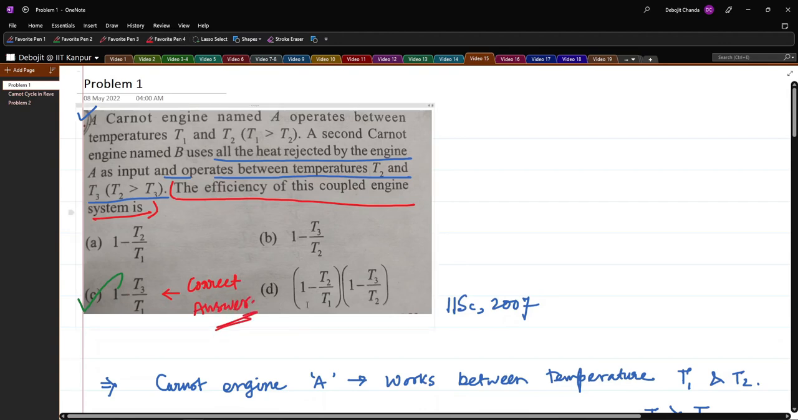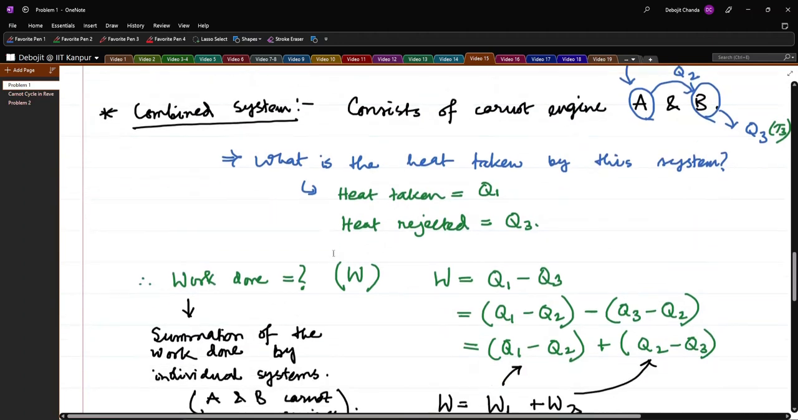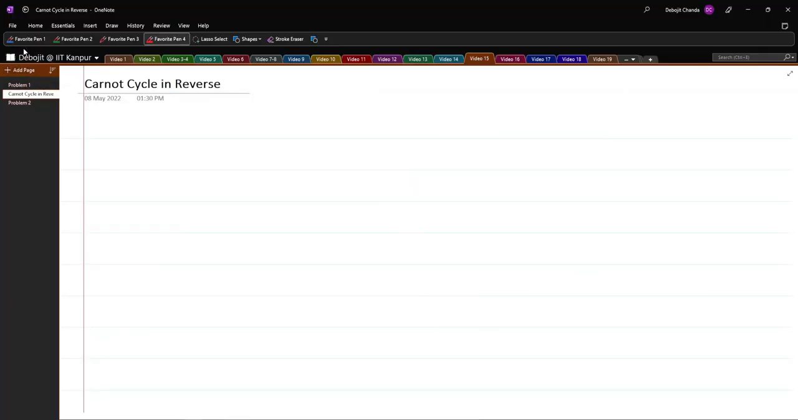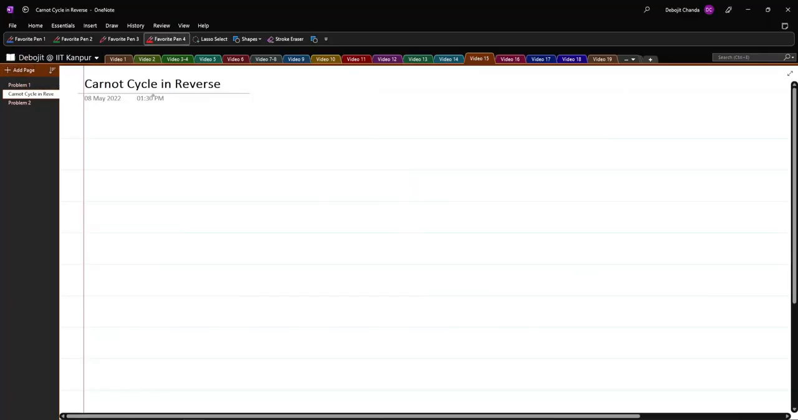Okay, so this was the first problem of today, and now we will look into refrigerators, which is a heat engine run in reverse cycle, where we can basically cool things. So today we are going to look at the Carnot cycle in reverse, or basically refrigerators. Let me write it with better handwriting.